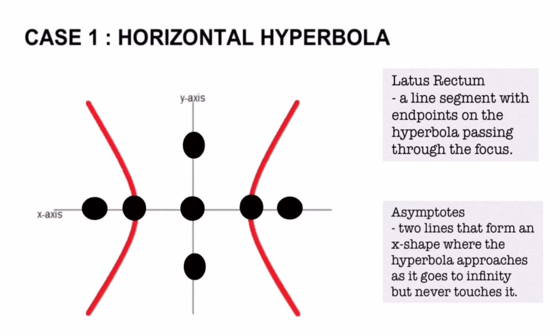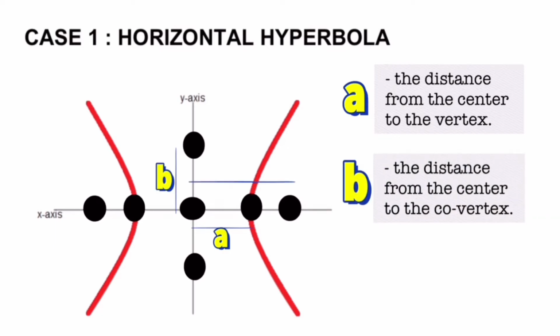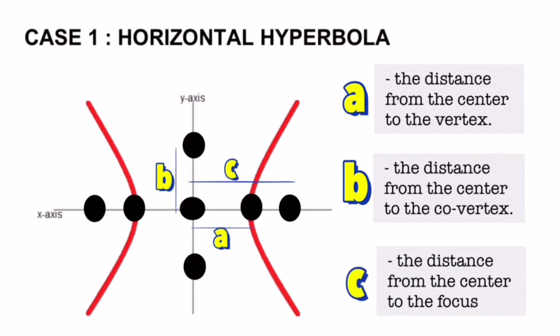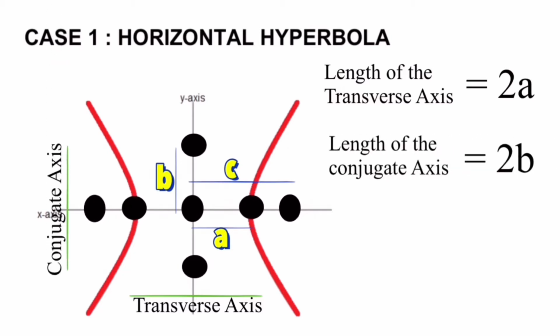Now let's look at some important lengths of hyperbola. The first is the distance from the center to the vertex, represented as letter a. The distance from the center to the co-vertex is represented as letter b, while the distance from the center to the focus is represented as letter c. From here, we can say that the length of the transverse axis, that is from one vertex to the other vertex, is 2a, while the length of the conjugate axis, that is from one co-vertex to the other co-vertex, is 2b.